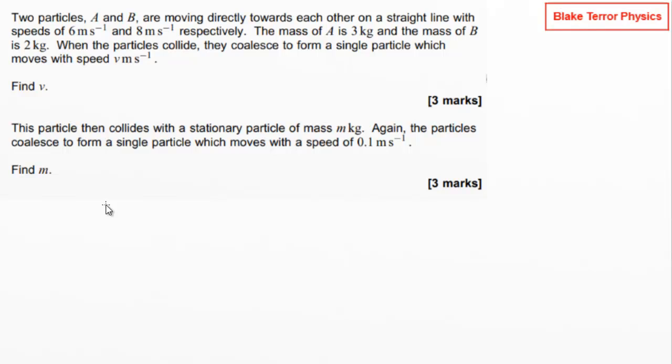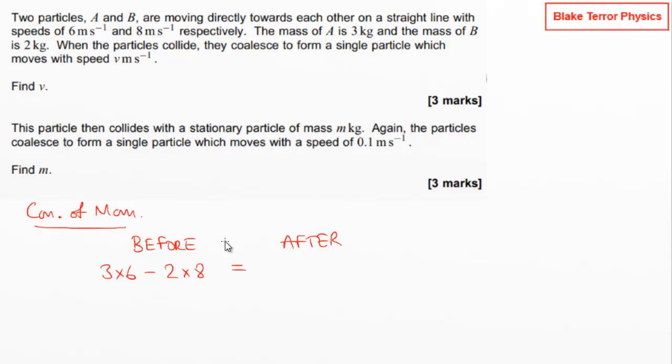Right, looking at the second one, we've got two particles moving towards each other. So we can say, again, let's set out a thing. We've got conservation of momentum, just so we can convince people that we know what we're doing and what we're applying here. We've got before and we've got an after. And then we've got A and B. So A is moving at 6 meters per second for a mass of 3 kilograms. So we've got 3 times 6. B is 2 kilograms and it's going in the opposite direction at 8 meters per second. So minus 2 times 8.